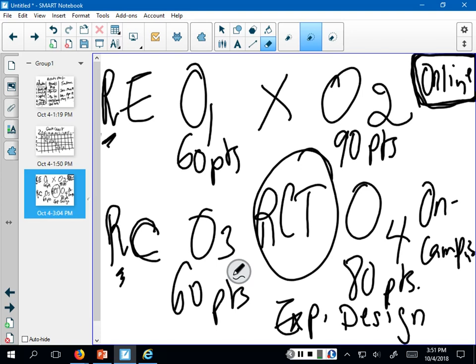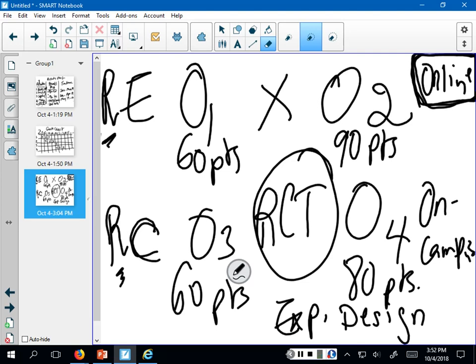Are your brains completely fried? Questions? Yes, ma'am. Can you go back to the difference between the quasi-experimental design and the non-experimental design? So a non-experimental design is going to be a design that either does not have a comparison group, like the one group pre-test post-test, or does not have baseline data, like the two group post-test. Those are the weakest designs.